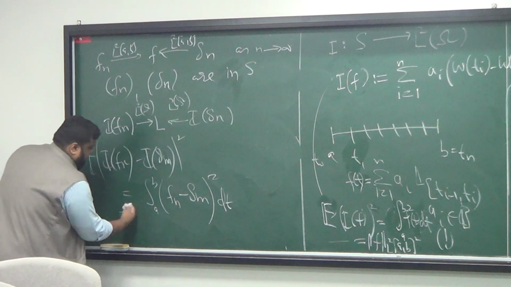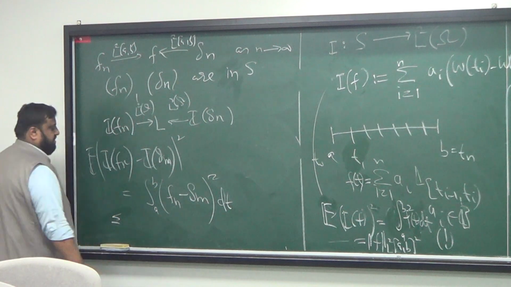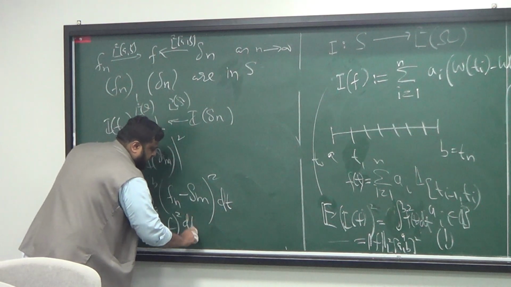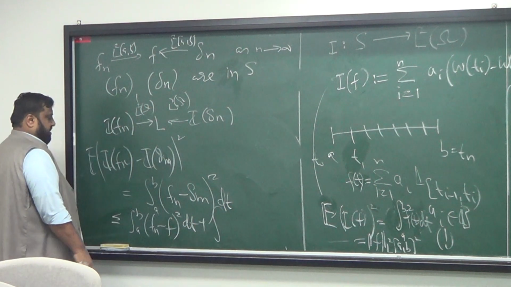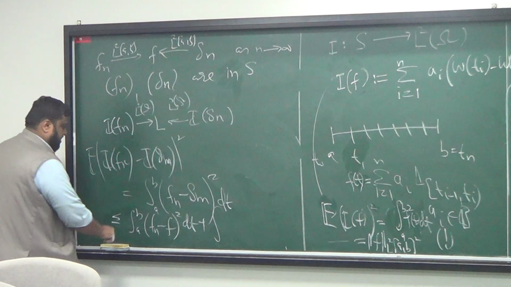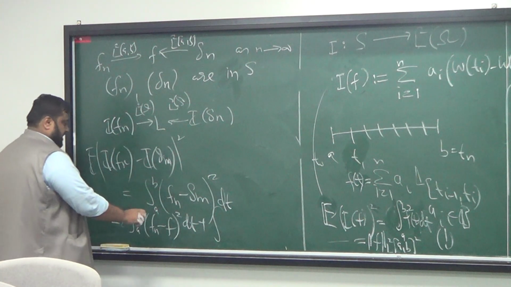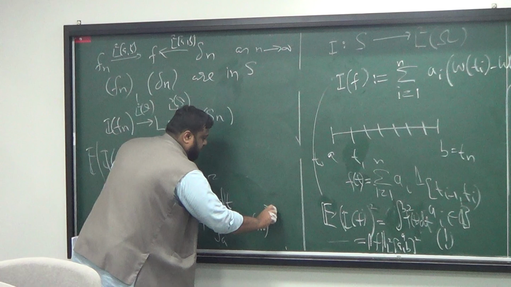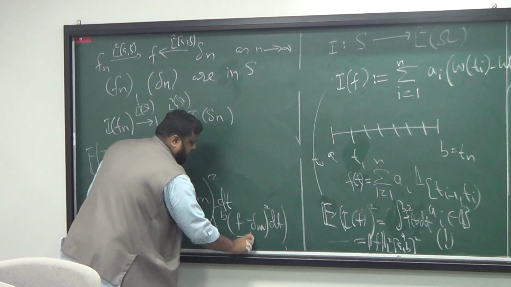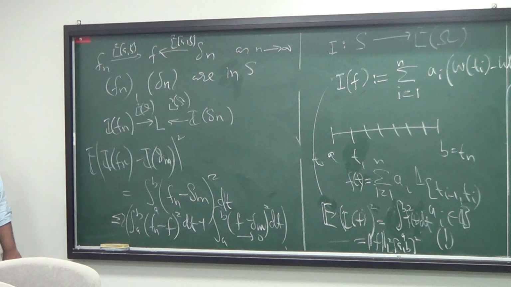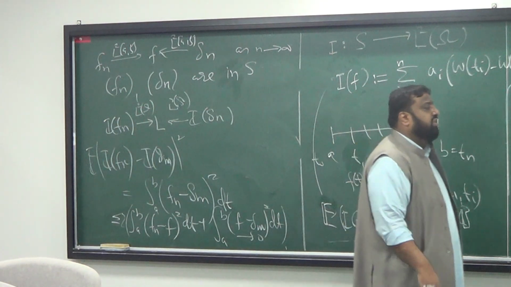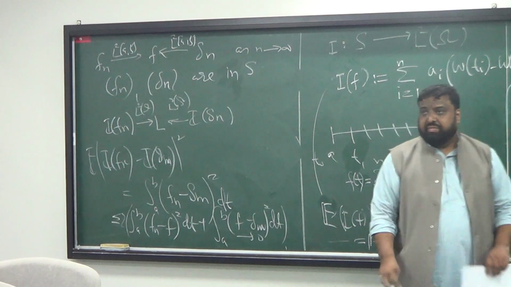So in other words, I can show that this can be estimated by the integral from A to B of Fn minus F squared dt, plus, okay, maybe some suitable constant would appear. Maybe you're going to have some 2 here, something like that. And the integral from A to B of F minus Gm squared dt, and this goes to 0 as n goes to infinity. So this shows that your map I that we have defined as the limit of the sequence of the step functions is a well-defined map.